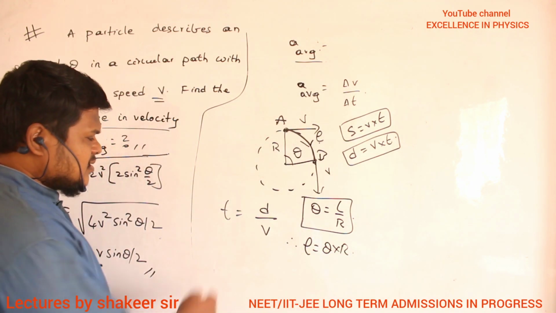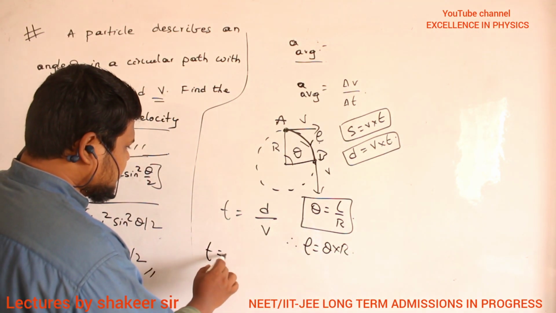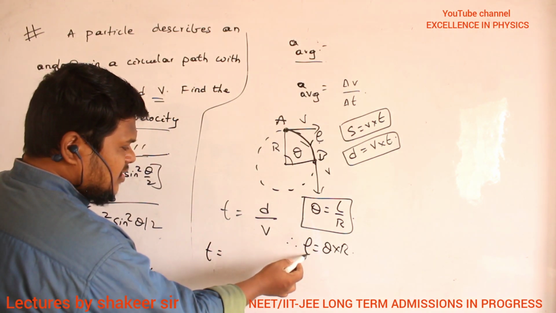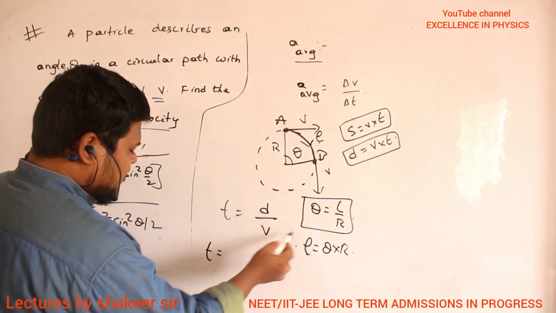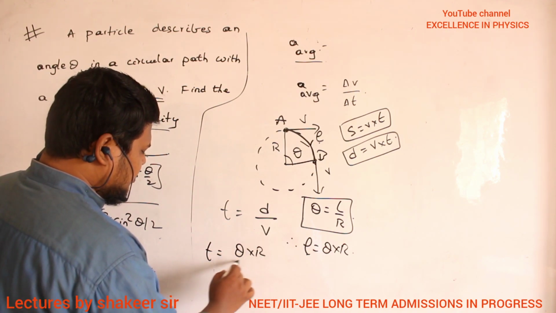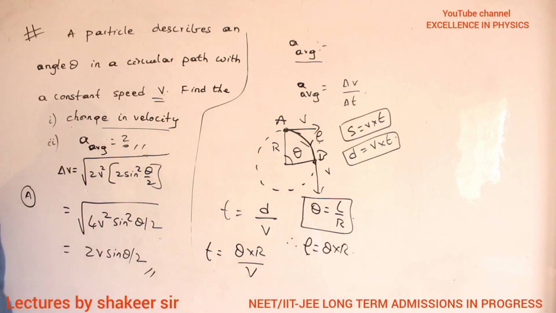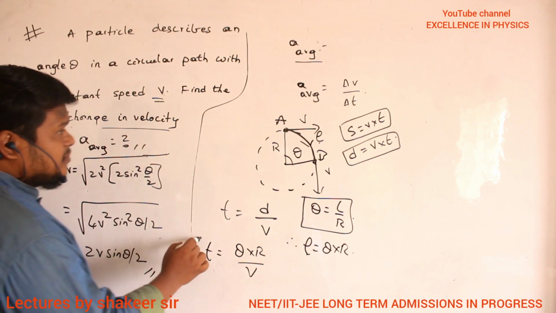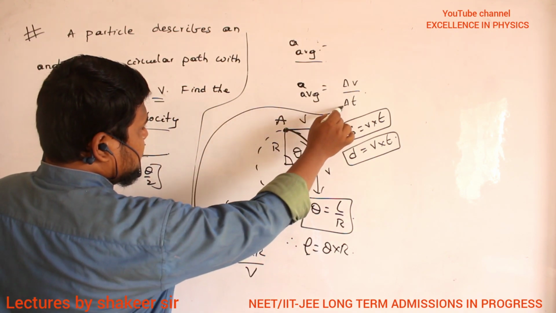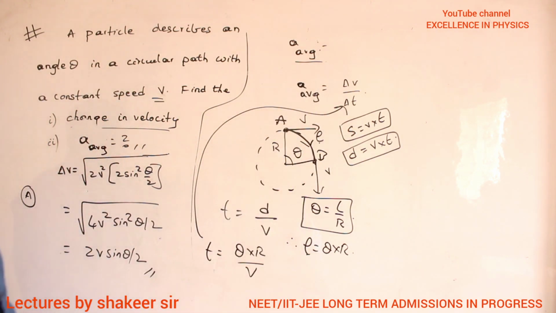So what is the time taken? Time taken is equal to distance, which is nothing but L. So instead of d, I can write theta into R divided by speed v. So take this time taken, substitute here, then you will get the equation for average acceleration.